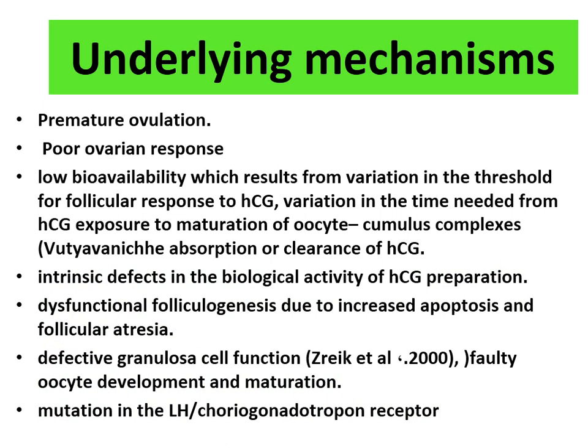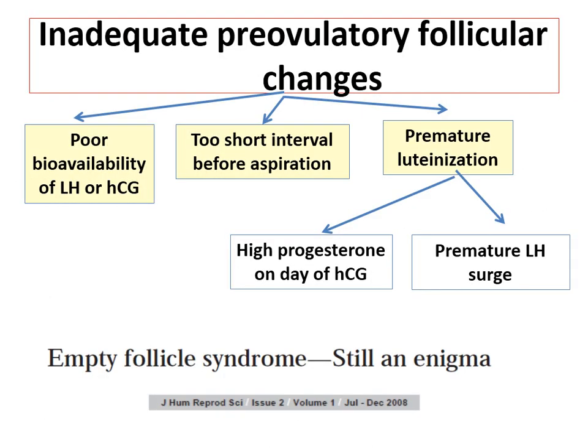What's the mechanism of empty follicle syndrome? If it does occur, what is the mechanism? The mechanism may be premature ovulation, may be poor ovarian response, low bioavailability of the drugs such as HCG, intrinsic defect, dysfunctional folliculogenesis, defective granulosa cell function, and mutations in the LH choriogonadotropin receptors.